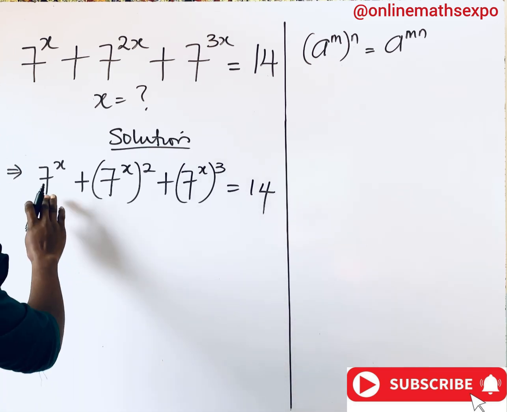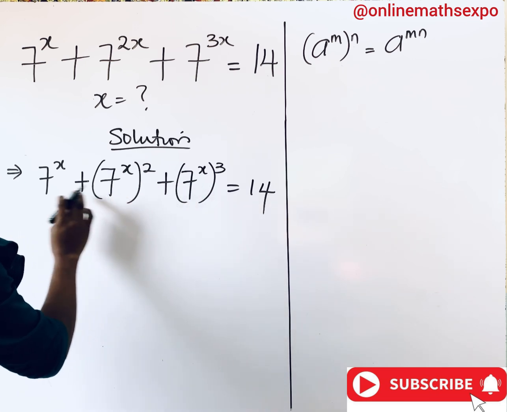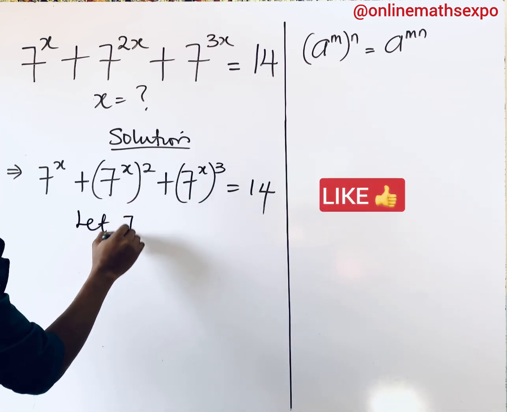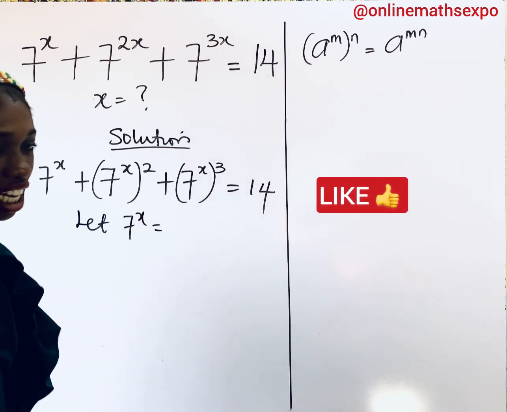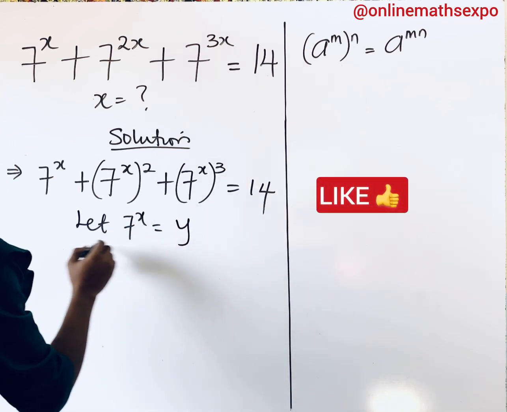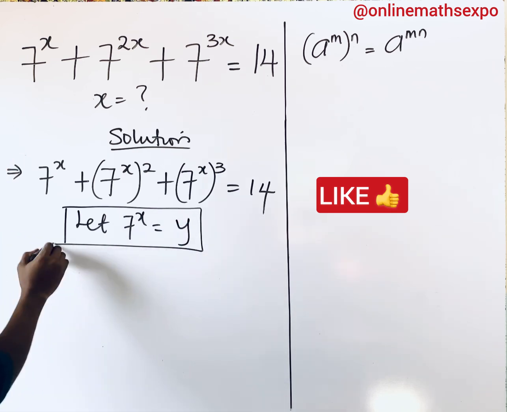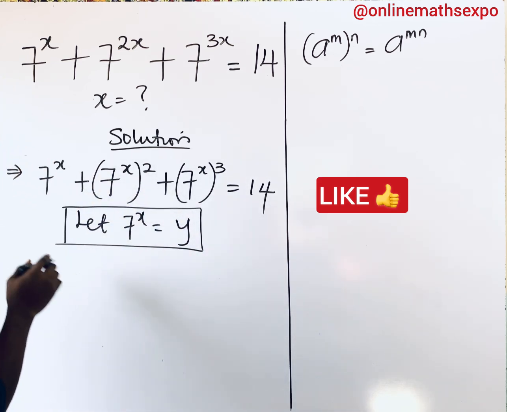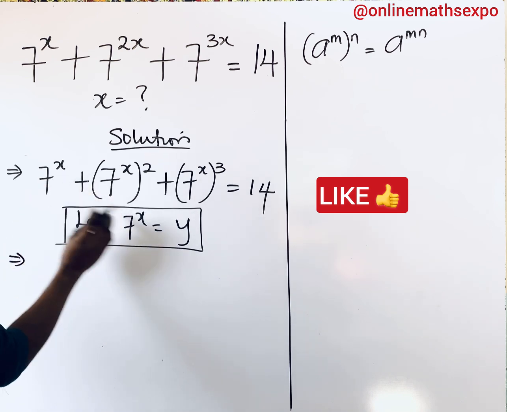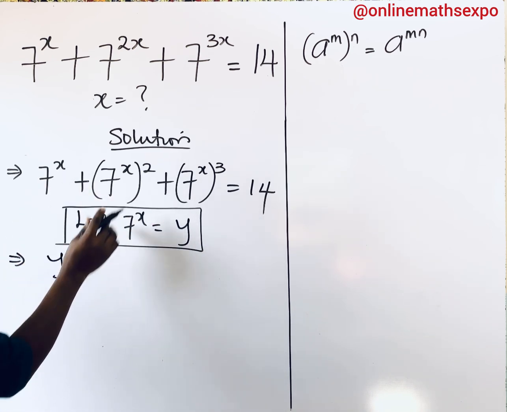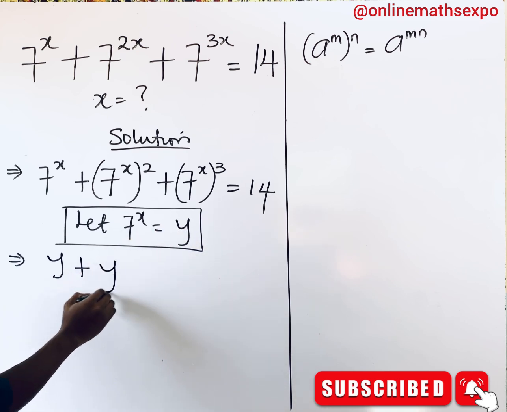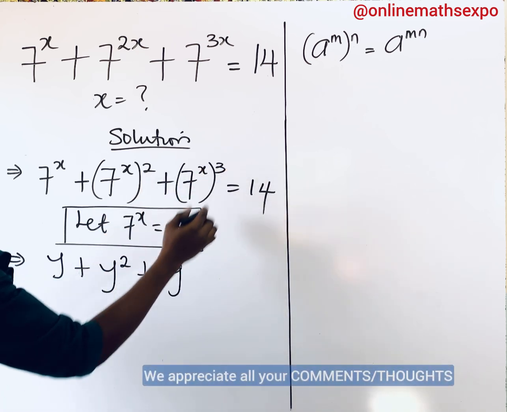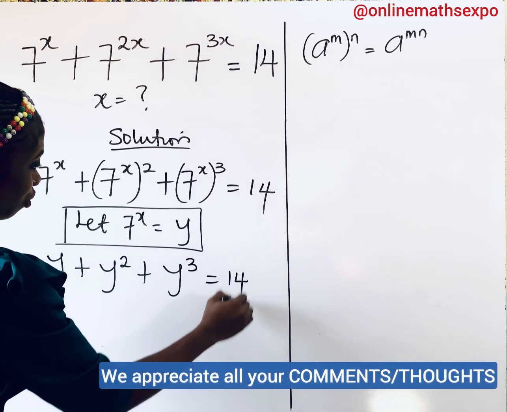Now, what do you do again? You'll notice that 7 to the power of x is common in each of the terms. So just quickly say, let 7 to the power of x be, choose any letter of your choice. You can choose y. Now, we are going to replace this anywhere we see 7 to the power of x. So that is going to give us y plus y raised to the power of 2, plus y raised to the power of 3 is equal to 14.